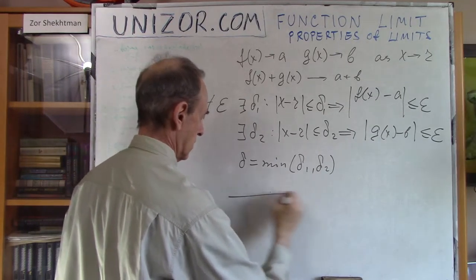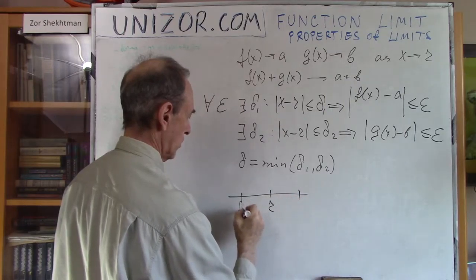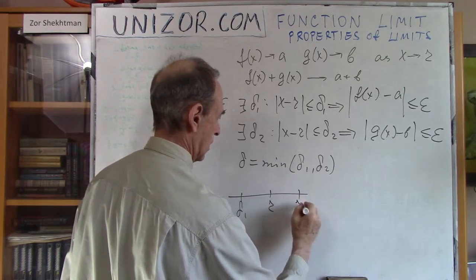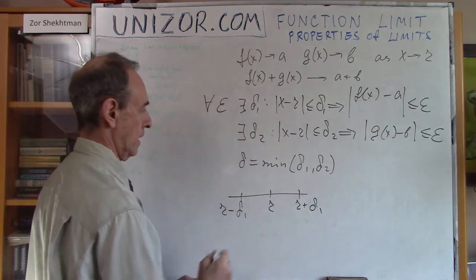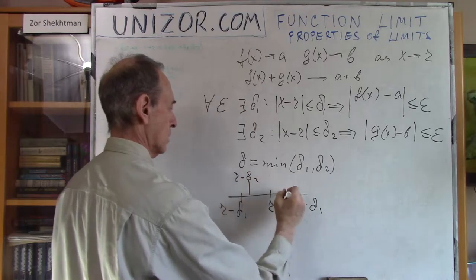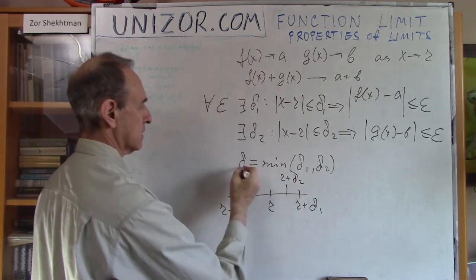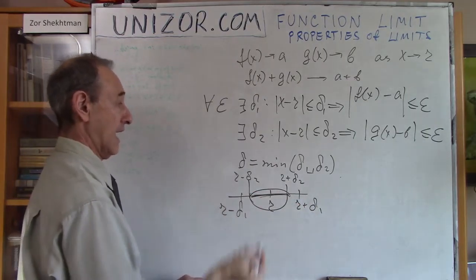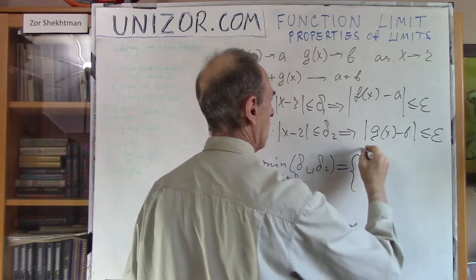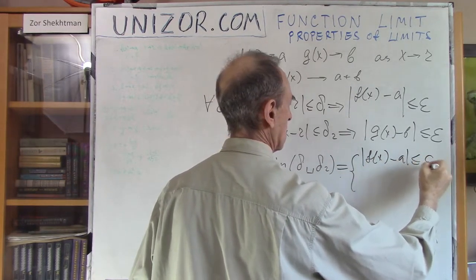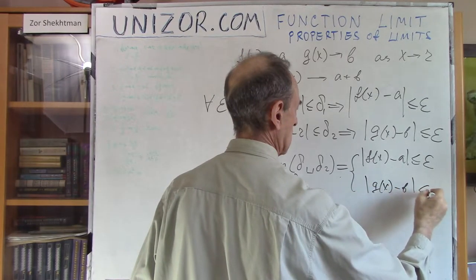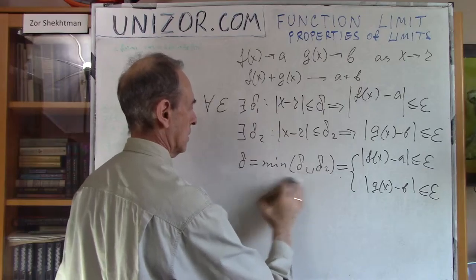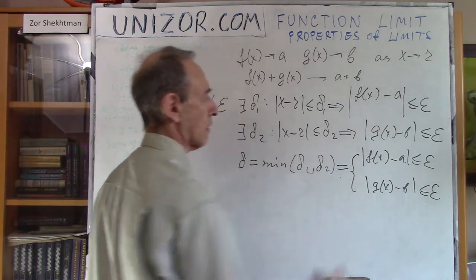Well, if this is R, now this might be my delta 1 neighborhood. R plus delta 1. And this is R minus delta 1. Now this might be R minus delta 2 and R plus delta 2. But if delta is minimum of them, then it's this interval, which is smaller than any of these. And since it's smaller, then both conditions are true. So, basically, we have found such delta for any epsilon when both conditions are true.